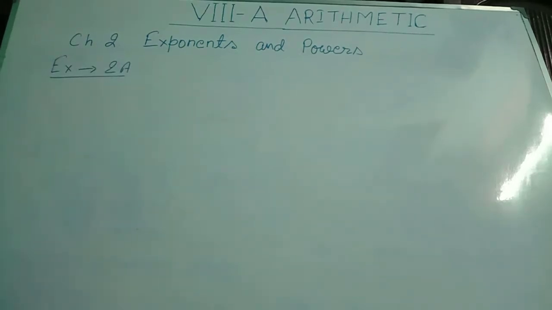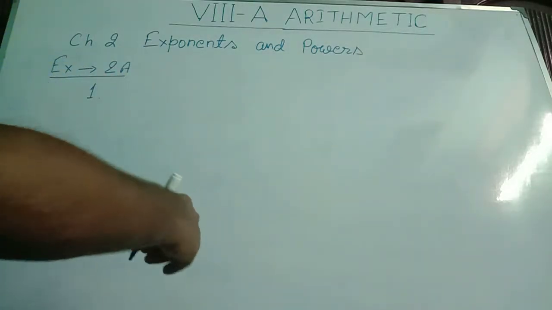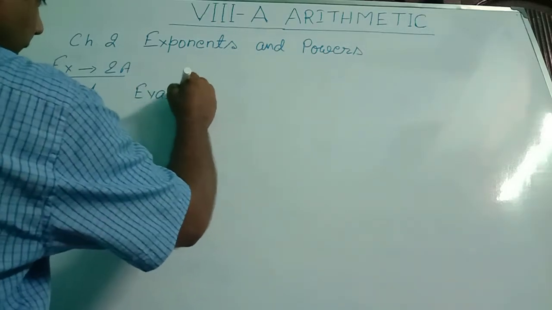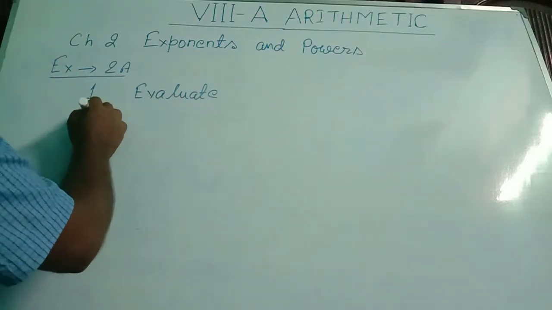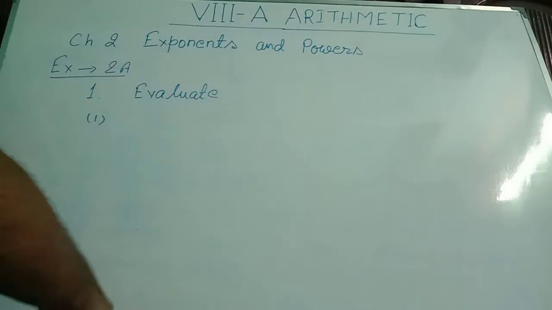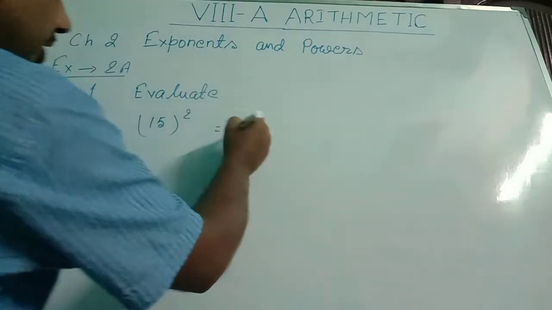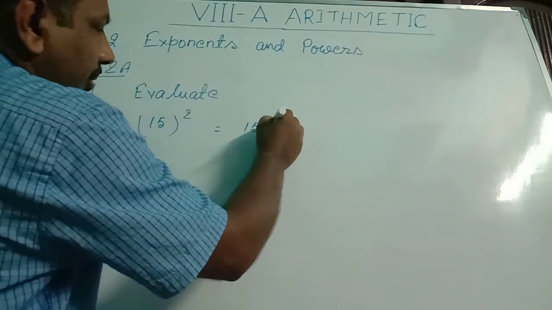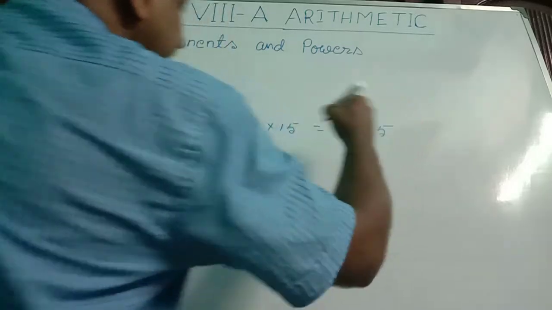Let us come to start exercise 2a, in which question number 1, we are asked to evaluate Roman number 1. That question is 15 square. Meaning is clear. 15 into 15 equal to 225.